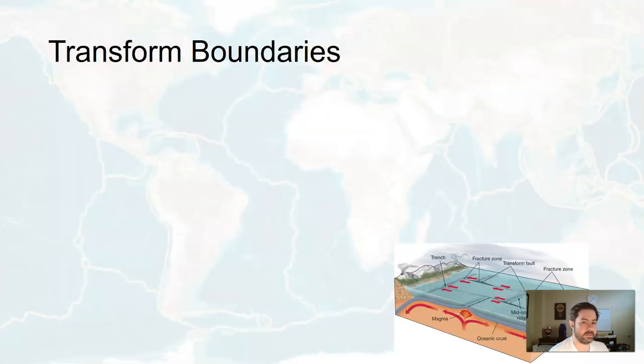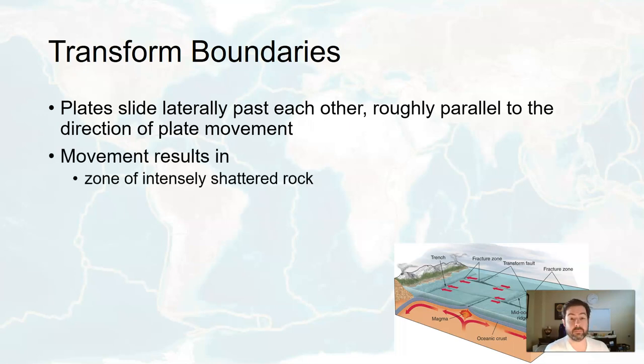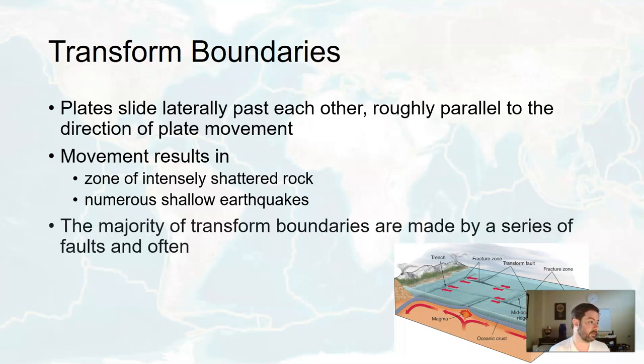All right, so in any case, transform boundaries. This is where the plates slide kind of laterally past each other, roughly parallel to the direction of plate movement. They move and grind in about the same direction. The movement results in a lot of broken and shattered rocks, as well as numerous earthquakes. And these can be very powerful earthquakes as well. Again, the San Andreas Fault sits kind of right along a transform boundary. If you know anything about California and the San Andreas Fault, or if you've seen that movie with Dwayne "The Rock" Johnson, they can create a lot of earthquakes.